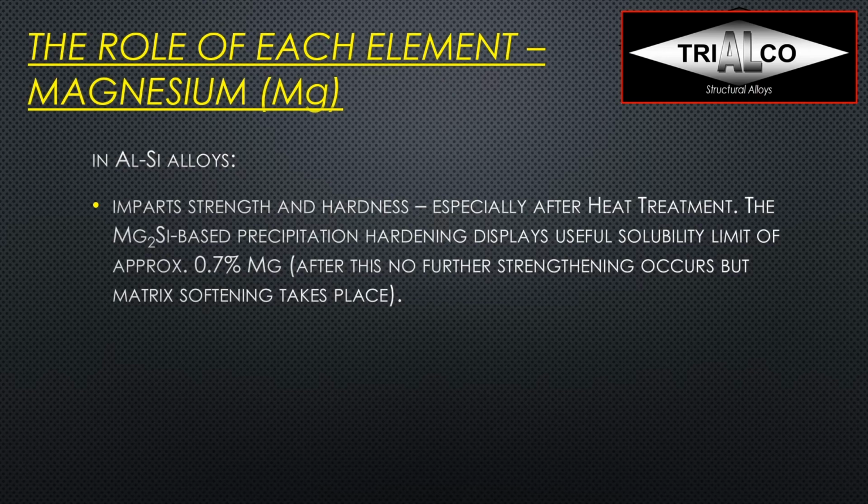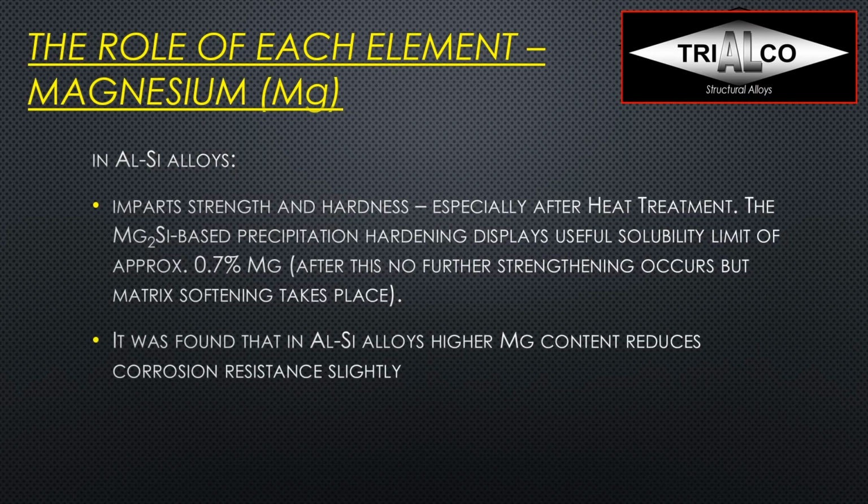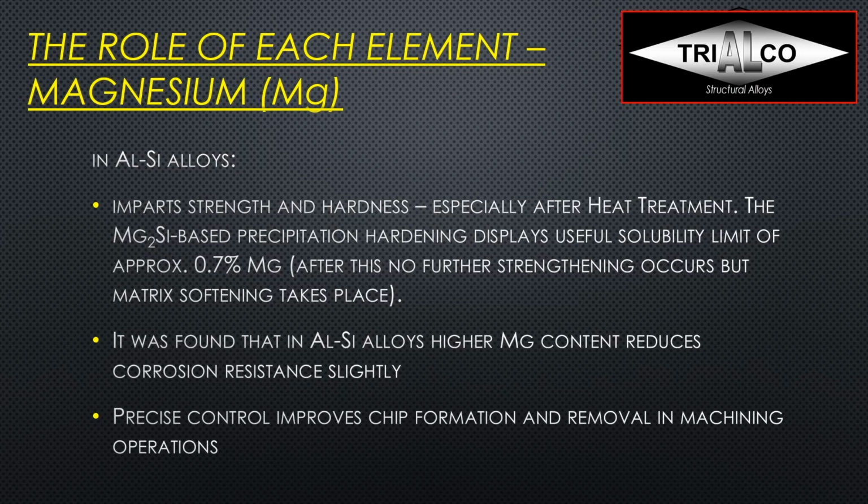It actually softens the matrix. So that's why usually we see most alloys specified up to 0.6% magnesium. It was also found that in aluminum silicon alloys, higher magnesium content reduces the corrosion resistance slightly, so you have to be careful with that. And precise control improves chip formation and removal in machining operations.